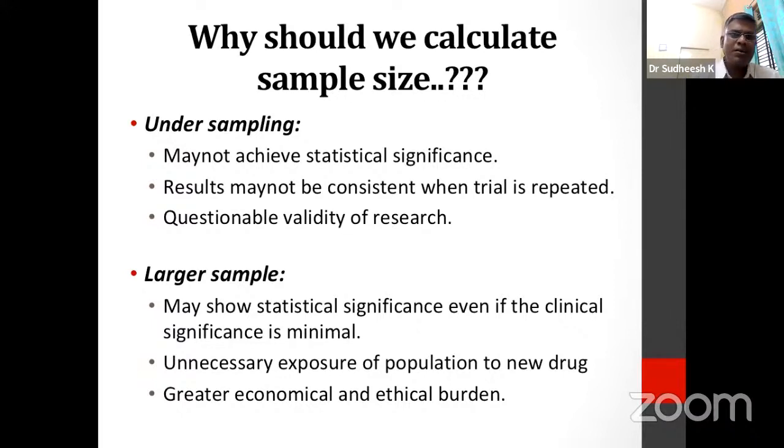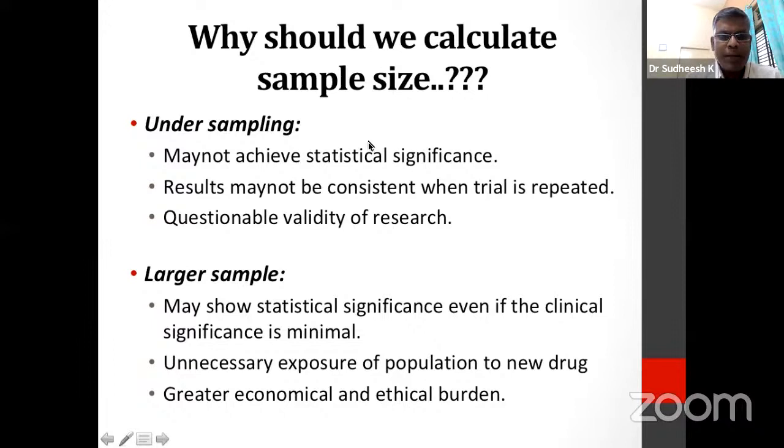The problem with a smaller sample size is that many times it might not achieve statistical significance. Even if you achieve statistical significance, the results may not be consistent, especially when you go on repeating the trial multiple times. And also, there is always a questionable validity of research when you do the study with a minimum number of samples.